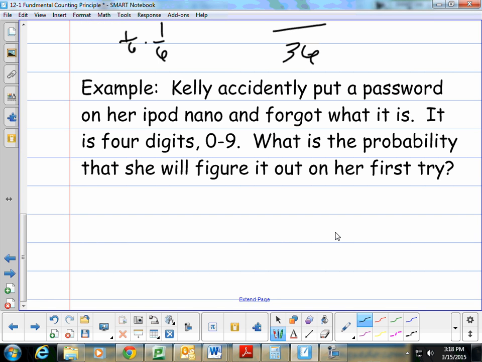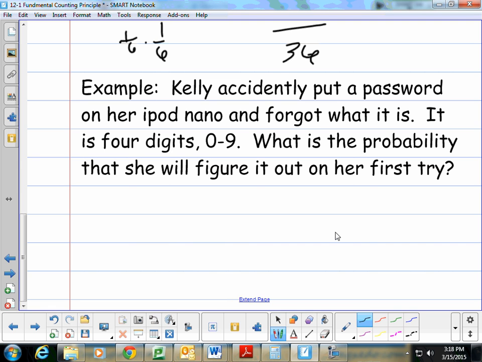This next one's a little bit applicable. A lot of you put passwords on your devices. And so Kelly accidentally put a password on her iPod Nano and forgot what it was. It is 4 digits, and the digits are 0 through 9. So it could be your birthday. Say your birthday was January 1st, you might do 0101 as your password, for example. So we're wondering, what is the probability that she will figure it out on her first try?